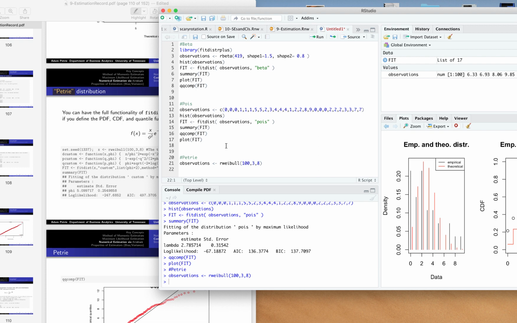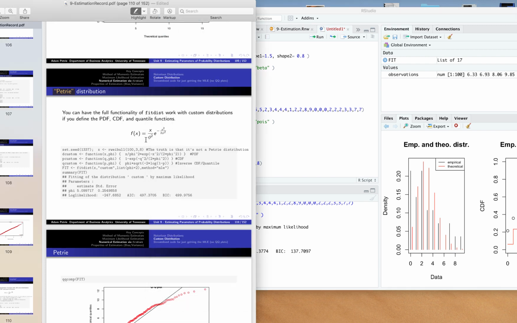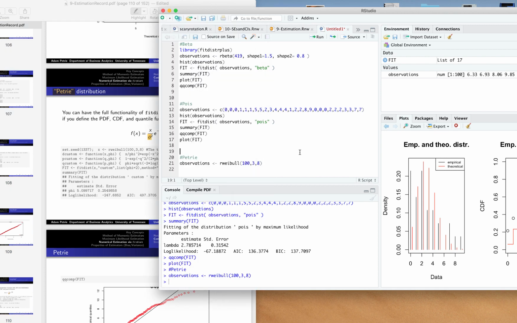But if I'm going to propose a Petri distribution and I want the MLE for this unknown phi parameter, what should I take based on the data? All right, so here's going to be the procedure. All we need to do is define a PMF or PDF for the distribution we want to fit and give it a name. I'm going to use the name custom, and R is going to require us to always define a function called dCustom.